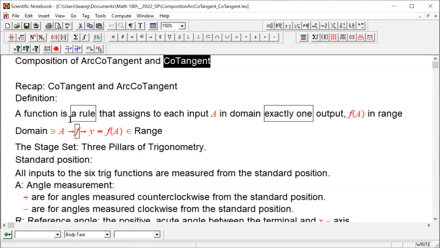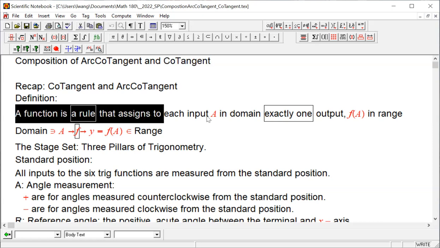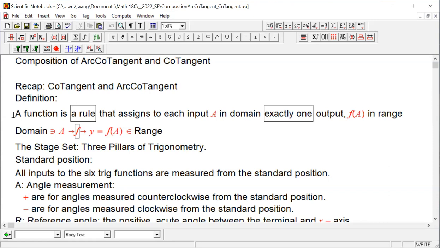Now, definition. All of these compositions are compositions of functions. And of course, we want to emphasize the definition of a function one more time. Always, all of these have to satisfy the definition of a function if we want to treat them as functions. So a function is a rule. In this section, we're going to deal with two rules: one is cotangent, and the other one is arc cotangent, and the composition of the two in various order.